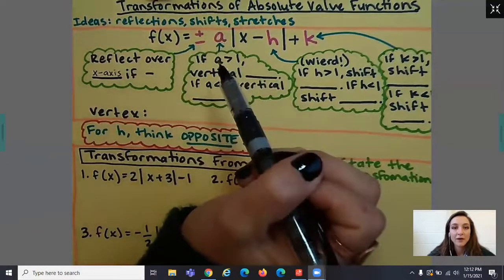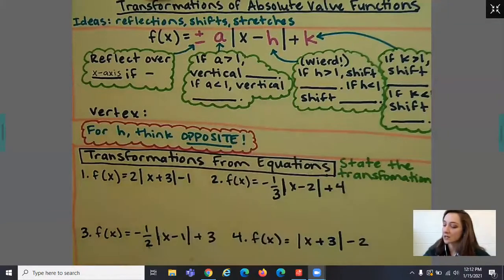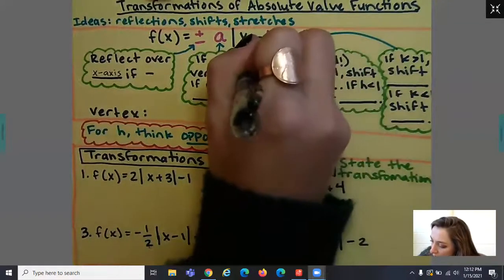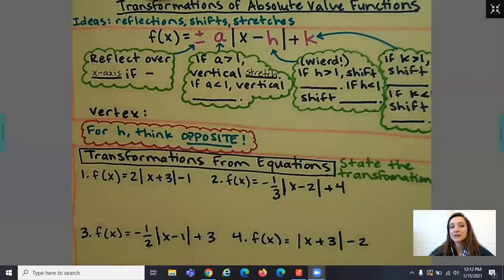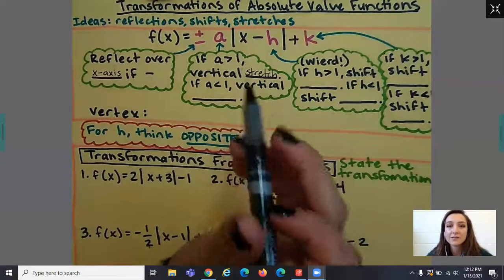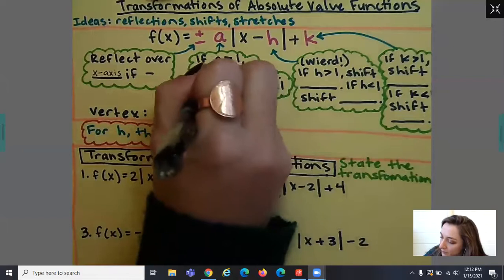Looking at the a value, if a is greater than 1, it means that there is a vertical stretch. Okay, so this one might be a little bit new, but if a is less than 1, like 1/2 or 1/3 or 0.5 or anything like that, then this is going to be a vertical shrink.